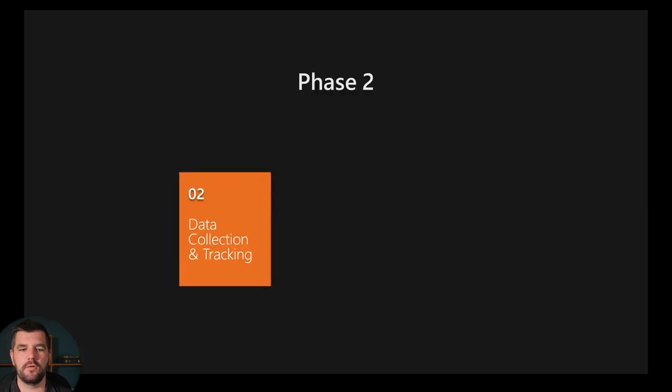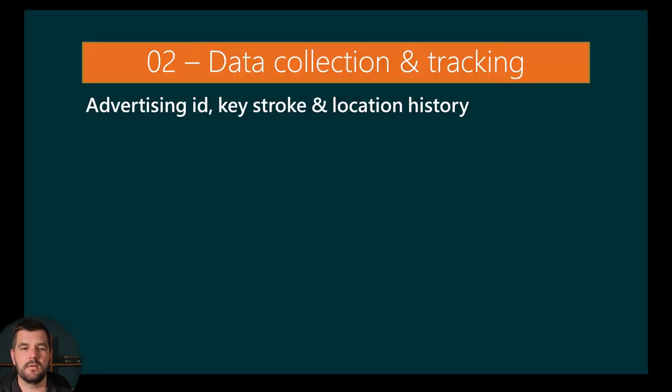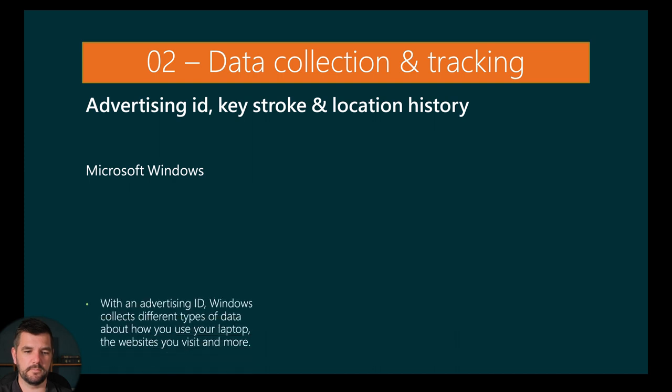Okay, let's move on to data collection and tracking. Now, similarly in phase 1, we saw that there were different ways that the phone was collecting data and sending it off the device, and we tried to minimize that. We can do the exact same thing but in a slightly different way on our laptops. So first of all, we have the advertising ID for Microsoft Windows. We also have keystroke logging, in a way, although Windows 11 has clamped down on this a little bit, and also location history. So let's have a look.